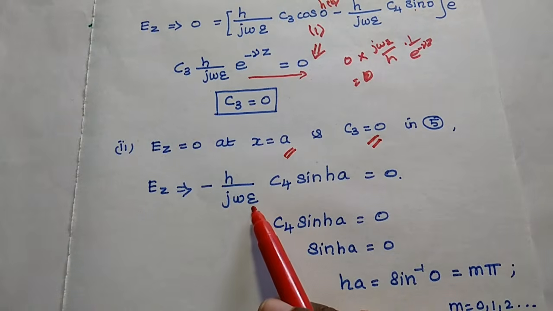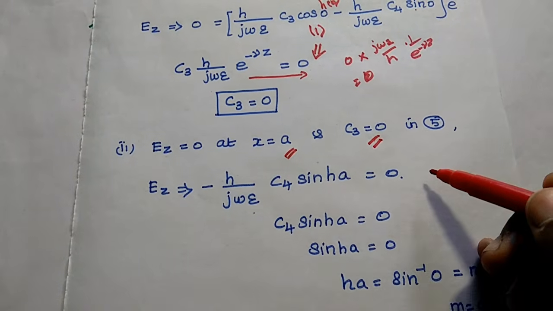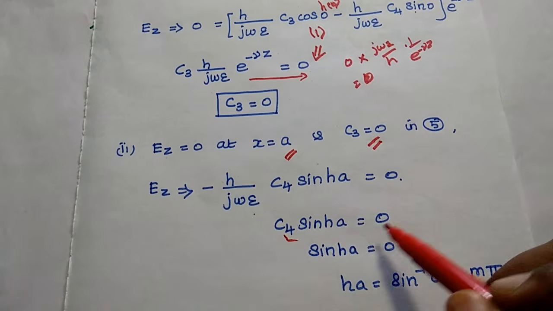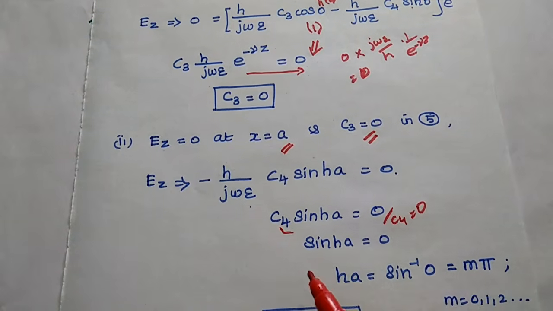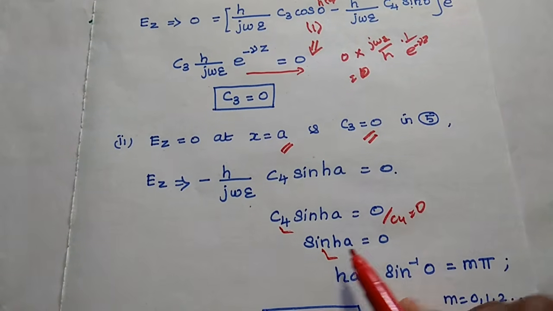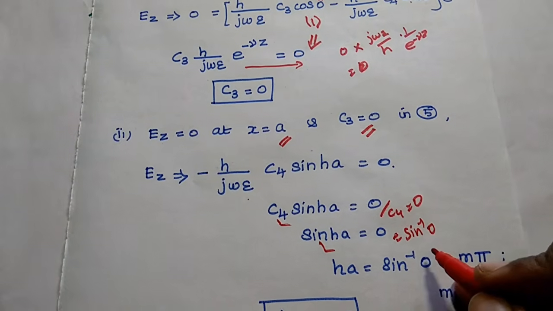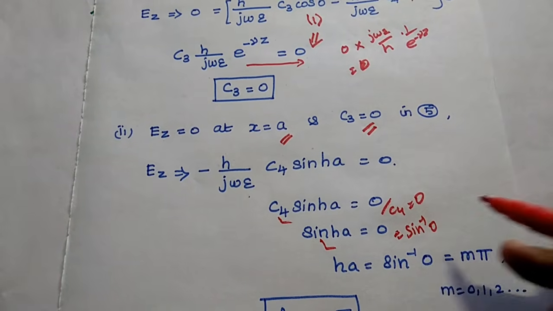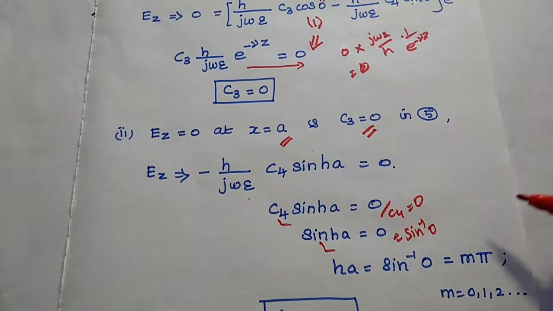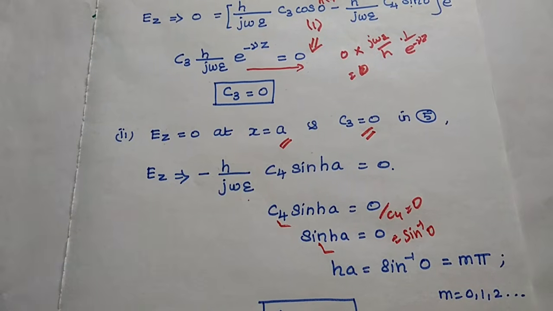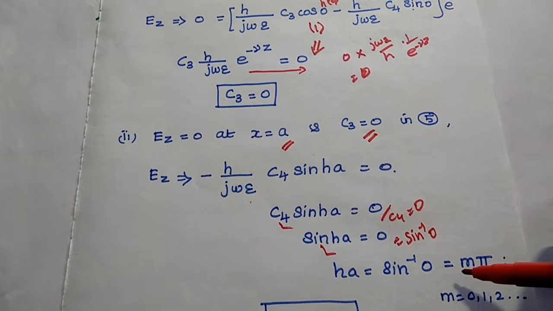Okay. Then we can move this minus h by j omega epsilon to this side. Then the term becomes 0 again. Then we are going to move the C4 to this side. 0 by C4 is equal to again 0. Then we are going to find out the ha value by moving this sine to this side. So here we can get sine inverse of 0. So whenever we get the 0 value for sine, it is m pi. That means sine 0 is 0, sine pi is 0, sine 2 pi, sine 3 pi, sine 4 pi, all the pi multiples are 0. Do you all understand this one?